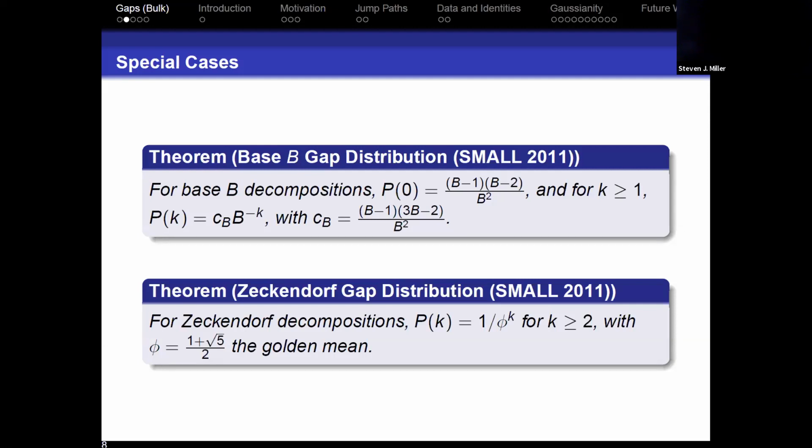So if we take B to be 2, this is a binary expansion, and then we're saying the probability of a gap of length 0 is 0 in base 2. Does that make sense? Does that surprise you? Or is that reasonable? Reasonable, because B minus 2 equals 0. Okay. But why should the probability of a gap of length 0 be 0 in base 2?